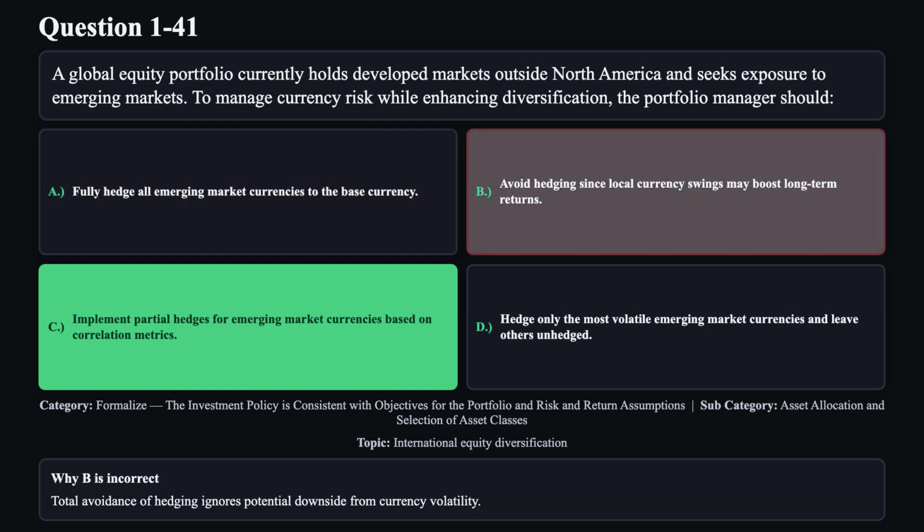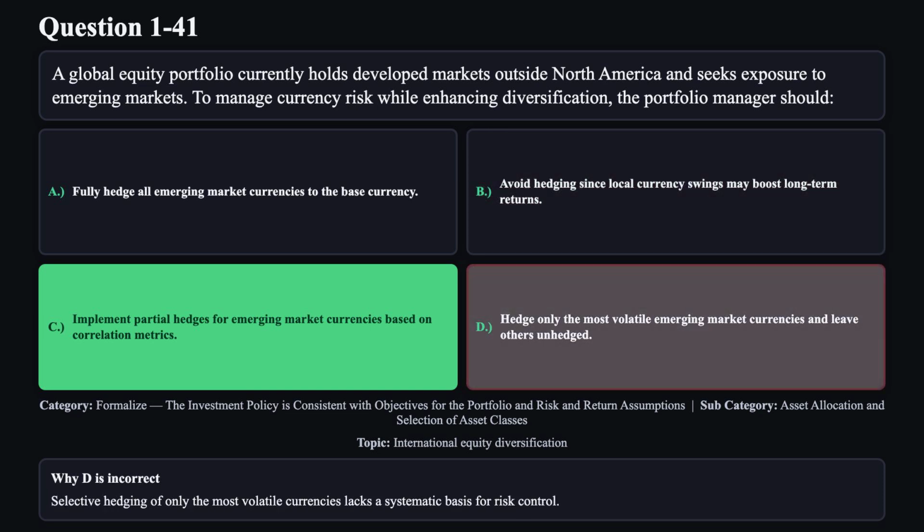Reason B is not correct. Total avoidance of hedging ignores potential downside from currency volatility. Reason D is not correct. Selective hedging of only the most volatile currencies lacks a systematic basis for risk control.